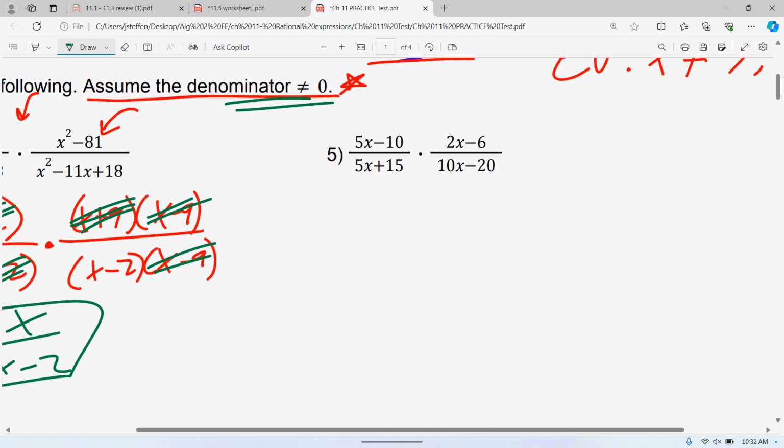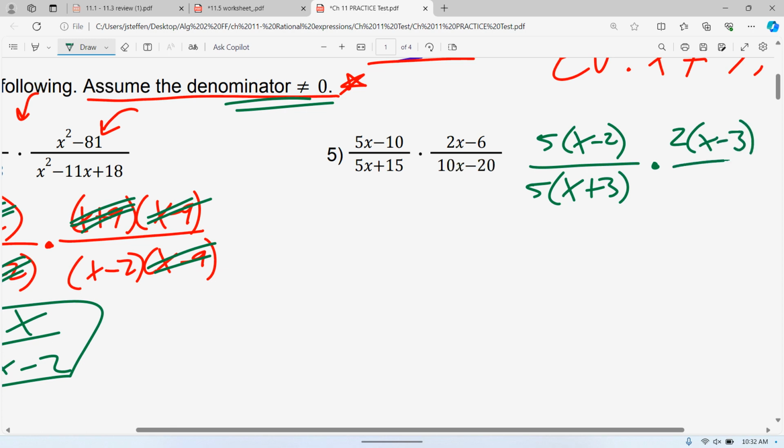So the next one's another multiplying problem. So I can factor out a 5. That gives you x minus 2. And this one I factor out another 5. That gives you x plus 3. Multiplied by, I can factor out a 2. That's x minus 3. And in the denominator, I can factor out a 10. That is x minus 2.